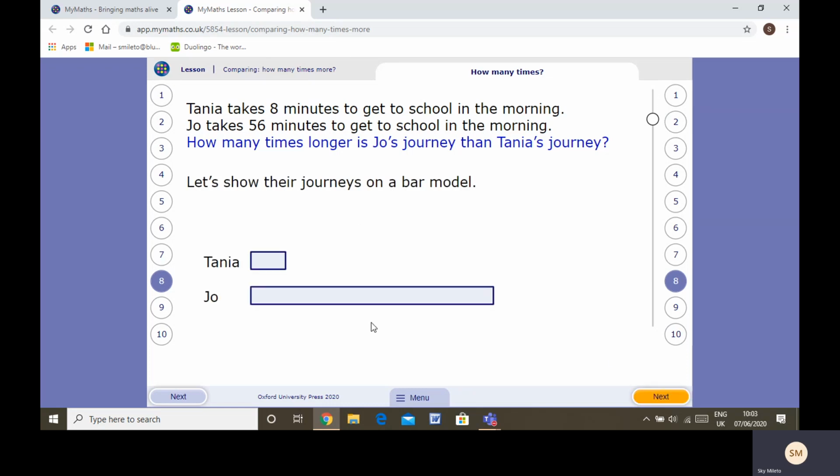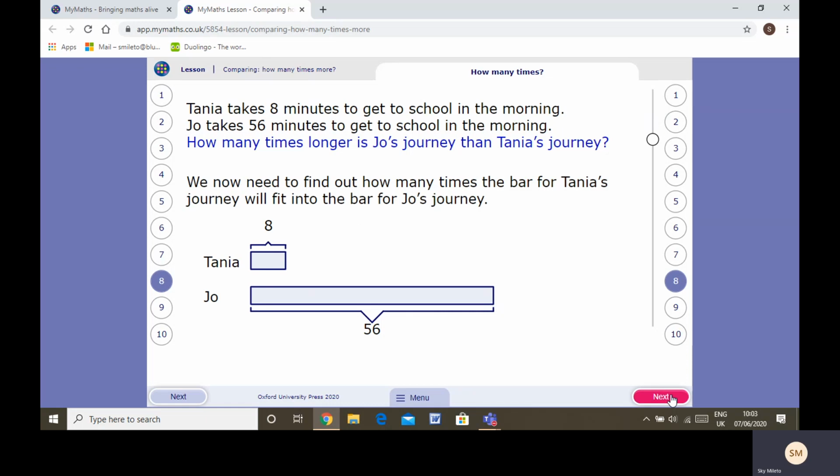So we can see that Tanya's journey is this long and Joe's journey is this long. We know that Tanya's journey is 8 and Joe's journey is 56. So we need to see how much longer our bottom bar is compared to our top bar, how many times longer Joe's journey is than Tanya's.